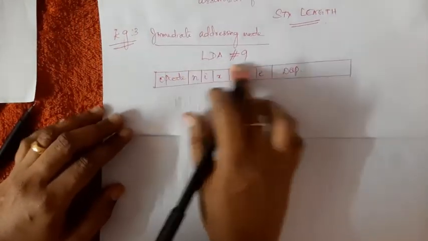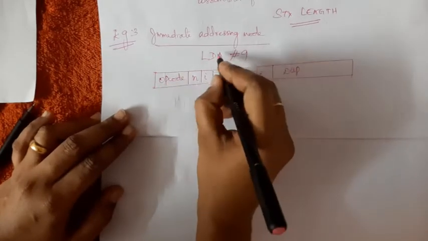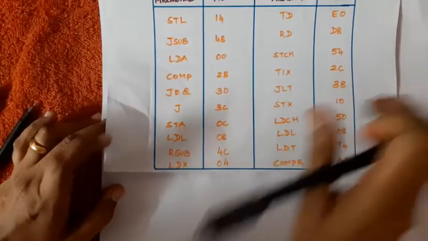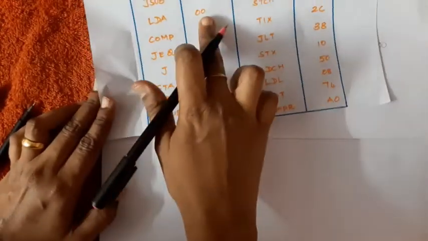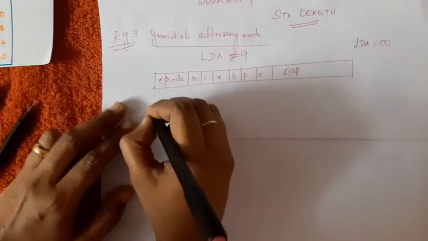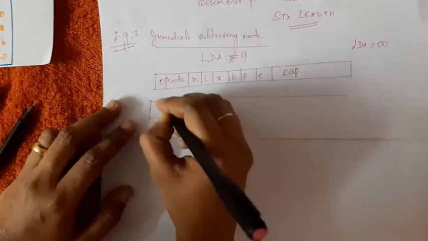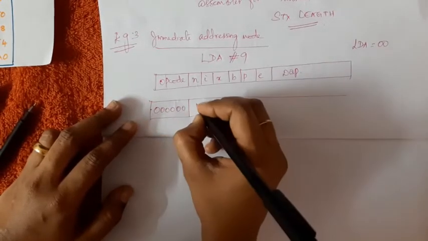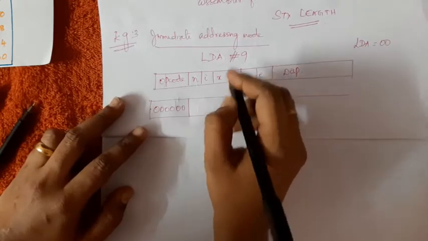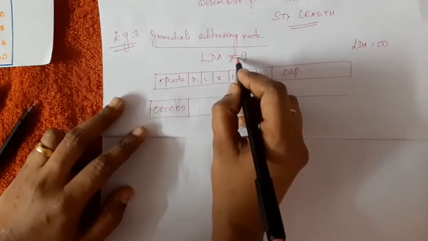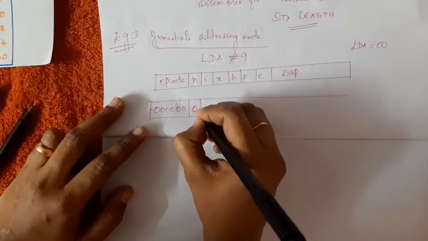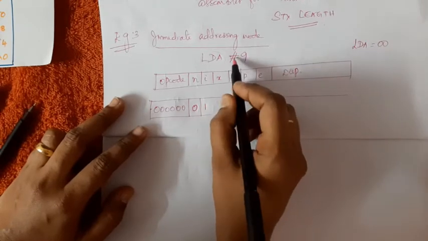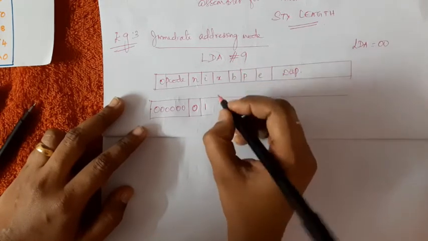Now this is a format 3 instruction. Write the opcode value. The value of LDA is 00, I think. Let me check. We'll check here: LDA is 00. So we write the opcode value, which holds 6 bits, so you have to write accordingly. Now we should say that this is an immediate addressing mode, so this is not indirect, N is set to 0. When hash is a part of an instruction, we say that it is an immediate addressing mode.